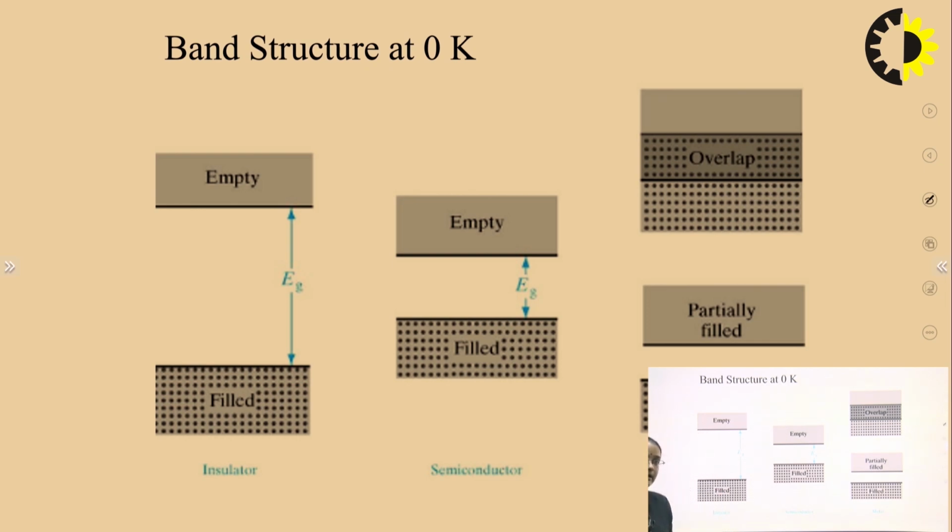And finally, insulators: the energy gap is much more as compared to metals and semiconductors, around more than 6 electron volt. So on the basis of this band diagram, we are classifying our devices in three categories: metals, semiconductors, and insulators.